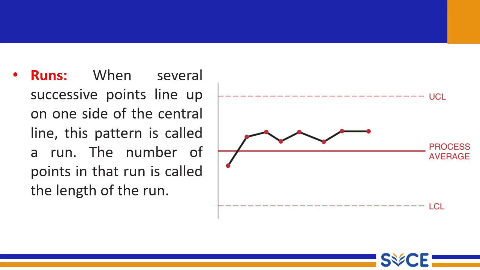Okay. So this is a typical run chart. Run chart means there will be a process average like this as the center line, and the data will be plotted like this. And we can see how much the individual data varies from the process average. Okay. For example, if you get a value like this, for this particular data we can say it has more variability from the process average, so that we can determine using the run chart. Okay, when several successive points line up on one side of the central line, this pattern is called a run.